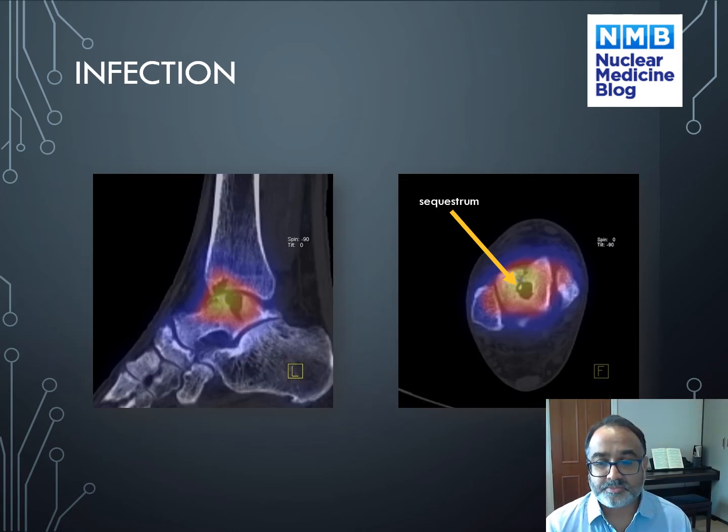Again, contrast this with a case of infection of the ankle. Ankle infections are rare. This is actually a case of TB of the ankle joint, and you can see how there's irregular lucency across both sides of the joint, which is concerning for infection. There's intense increased uptake, and on the axial image you can see there's a small sequestrum, or piece of dead bone, sitting within that cavity.